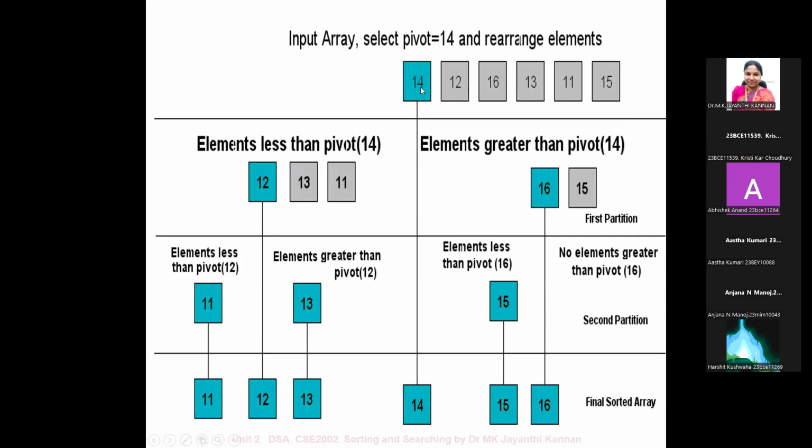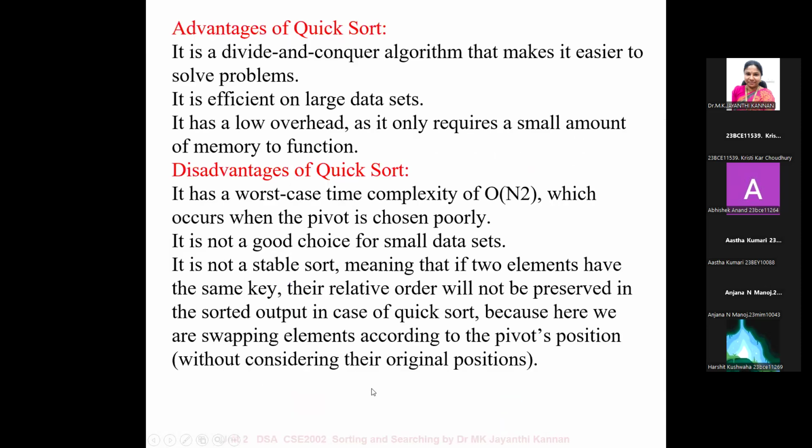So this example gives you how we are performing it on the input. We are taking the first number as pivot, so we need to compare it with all other numbers. The elements which are less than the pivot will come to the left hand side, and the elements which are greater than the pivot will go to the right hand side. So 14 is your pivot. The numbers 12, 13 and 11 are less than the pivot, so 12, 13, 11 come this side. The elements 16 and 15 are greater than 14, so they come this side. Again in the sub problem, the pivot 12: less than 12 is 11, greater than 12 is 13. Now it is sorted. Again here, less than 16 is 15, so 15 and 16 are sorted.